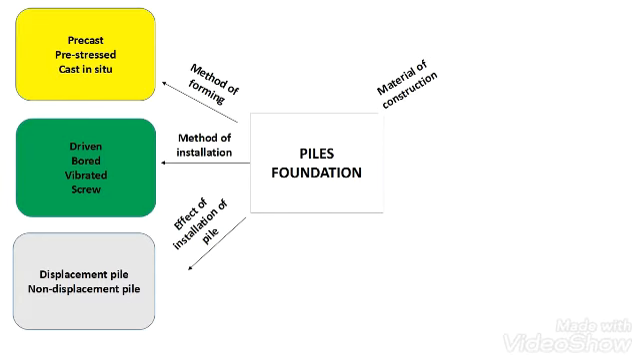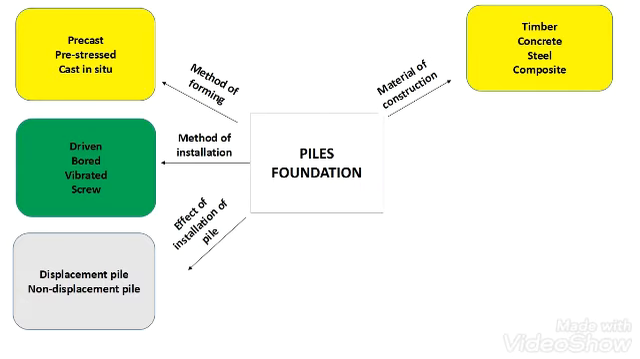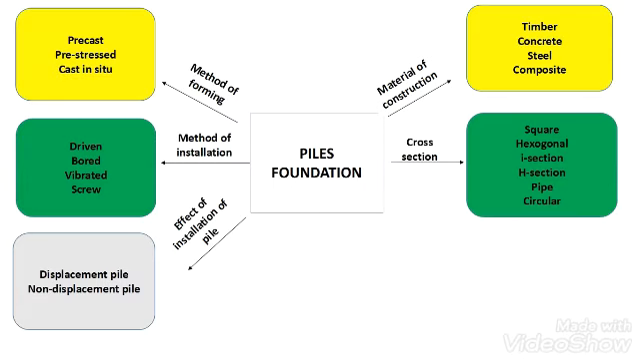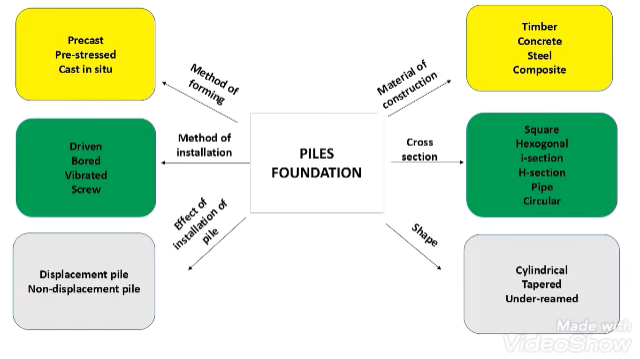Materials used in the pile construction are timber, concrete, steel and composite. Composite is two different materials that are combined together to create a new substance. Cross-sections for pile foundation are square, hexagonal, I-section, H-section, pipe and circular. And lastly, the shapes for pile foundation include cylindrical, tapered and underreamed.